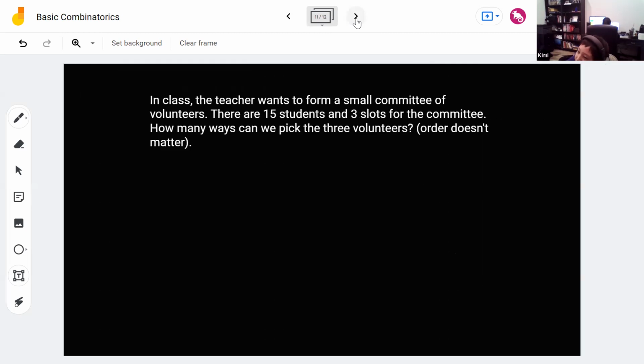Imagine the next example. So remember how we started with the example of choosing a president, a vice president, and a treasurer from a class of 5 students, right? Well, in this class, we're trying to form a small committee of volunteers. So we have 15 students and we're trying to choose 3 volunteers for the committee. And note that it doesn't matter what order we choose the volunteers because they all end up as simply volunteers, right? There isn't such a thing as a president or a vice president. All of the volunteers are the same. So how many ways can we pick the 3 volunteers?